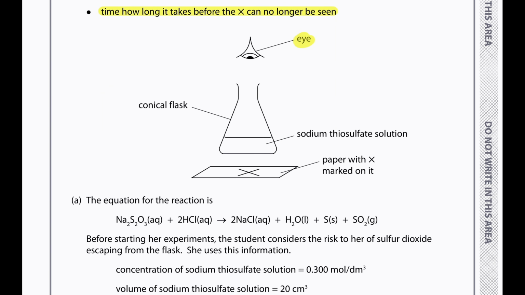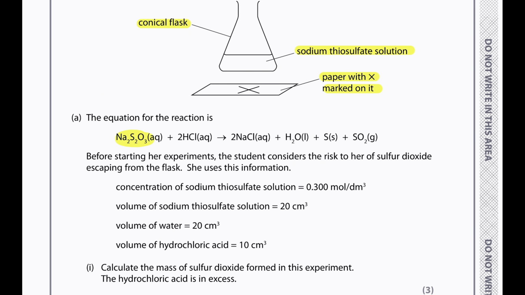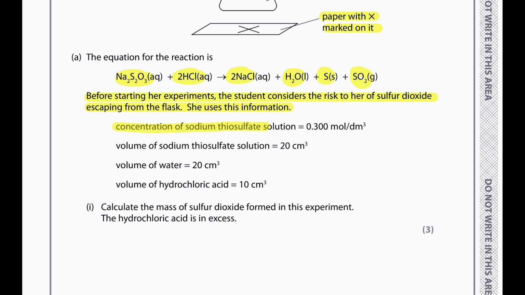So the student places the conical flask, sodium thiosulfate solution, and paper with the X marked on it. Sodium thiosulfate reacts with the hydrochloric acid to produce sodium chloride, water, sulfur, and sulfur dioxide. Before starting her experiment, the student considers the risk to her of sulfur dioxide escaping from the flask. She uses this information: concentration of sodium thiosulfate 0.3 mol per dm³, volume of sodium thiosulfate 20 cm³, volume of water 20 cm³, volume of hydrochloric acid 10 cm³.